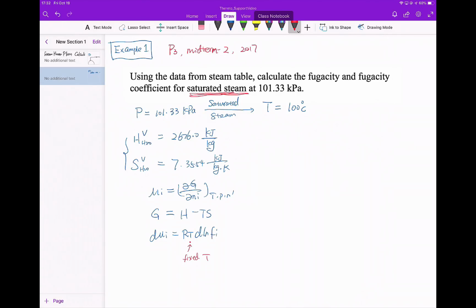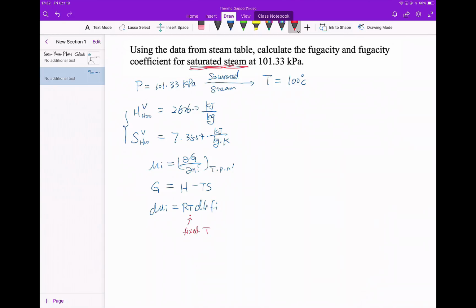So in order to evaluate the current, I'd better pick up a reference. This is why we go from this equation to mu_i of my interest at T, P minus mu_i of a reference is RT log of fugacity f_i of my interest at T, P over f_i for my reference.